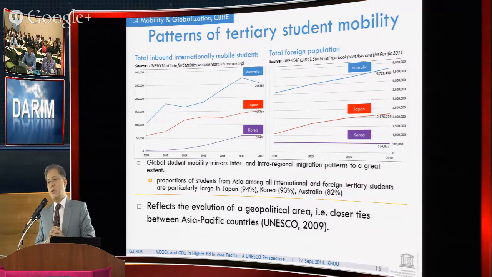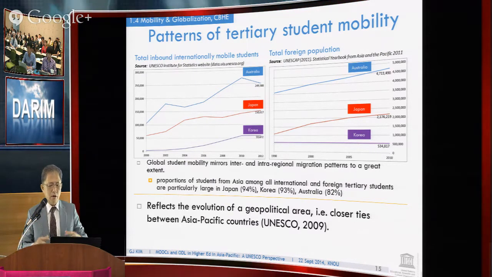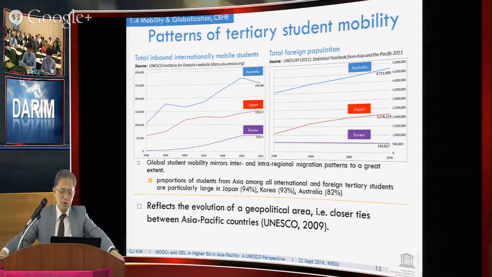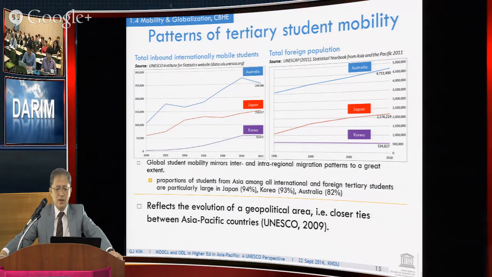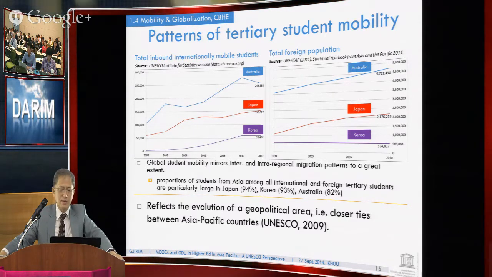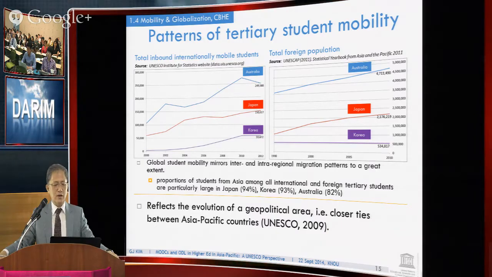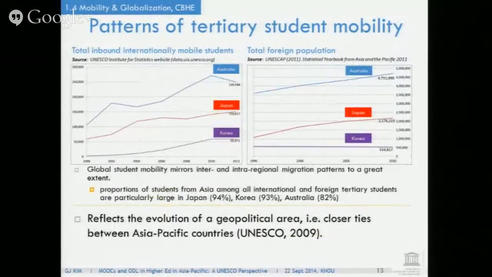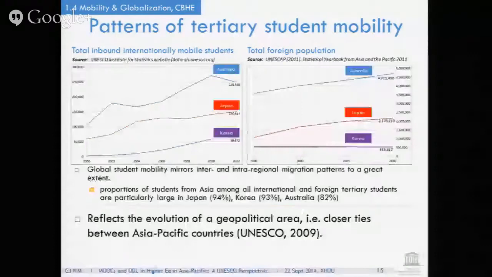So this student mobility, in a way, reflects or mirrors the overall pattern of people's mobility in the region. For example, in Australia, Japan, to some extent Korea, there has been an increasing number of foreigners in their territories. As you can see in the left chart, also increasing is the number of students from other countries. So it kind of mirrors the student mobility and mobility in general. Of course, this also reflects the evolution of geopolitical development in the region.